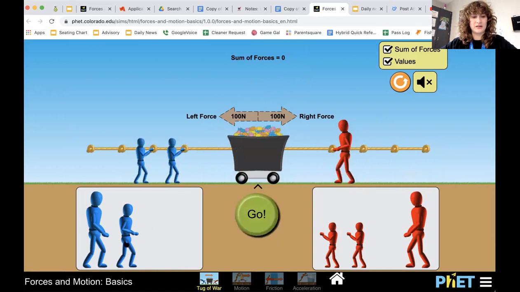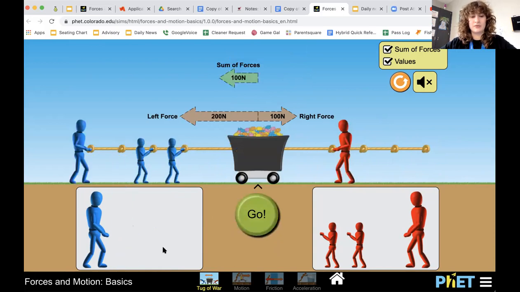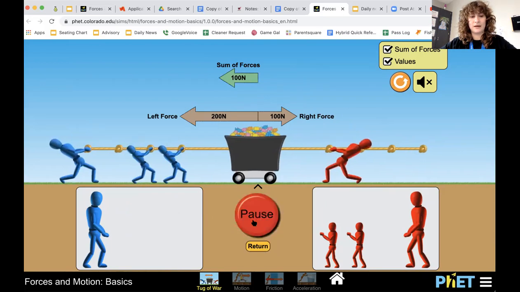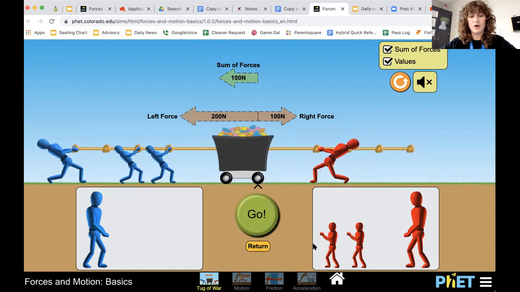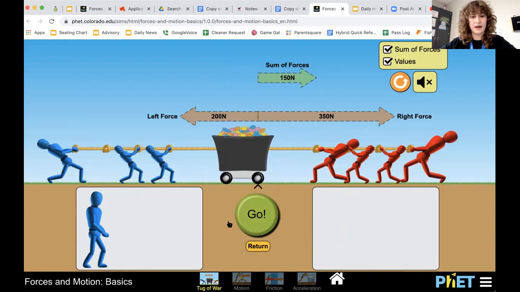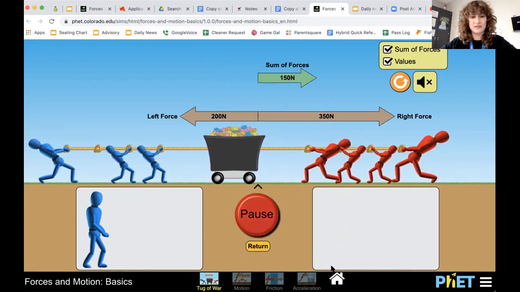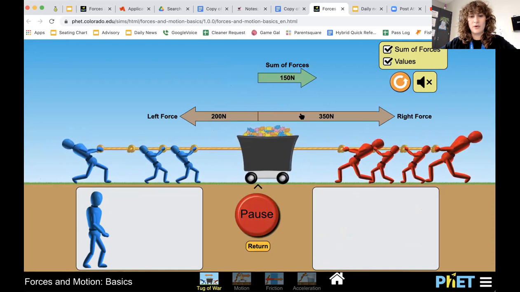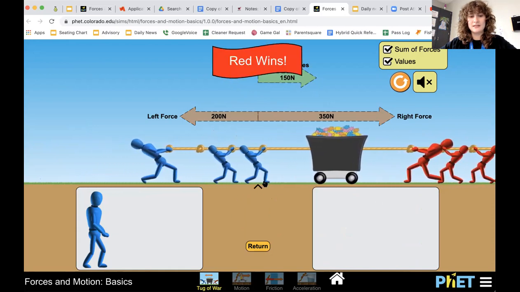Let's try another scenario. Now we're going to make the blue team a little bit stronger. Okay, blue team starting. Now, what if I overpower the blue team with the red team? Okay, give them all the guys. Now they have 350 versus 200. That's a pretty big difference. Now watch what happens. So since we have an unbalanced force going that way, it does slow down and stop and change the motion of the cart. So the red team can win.